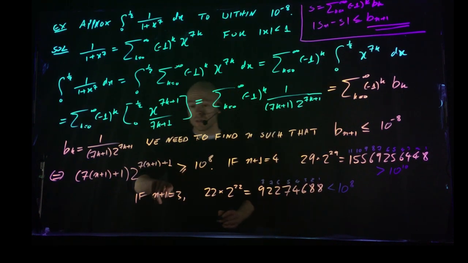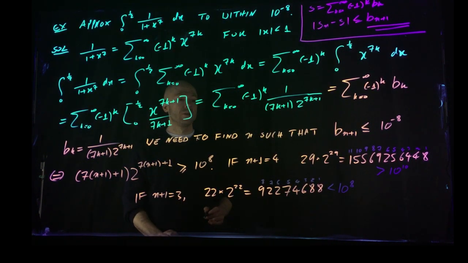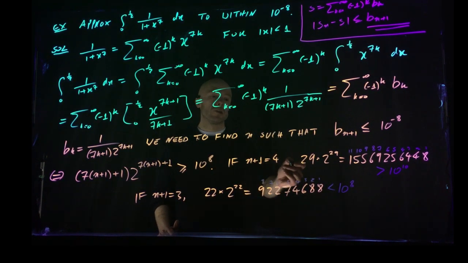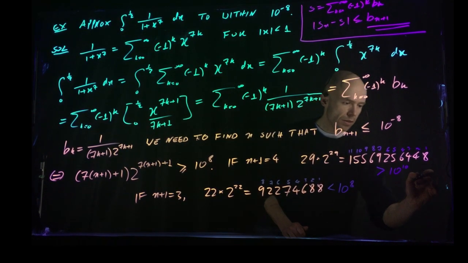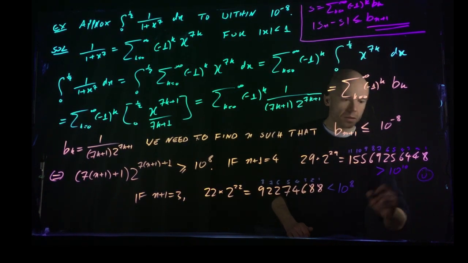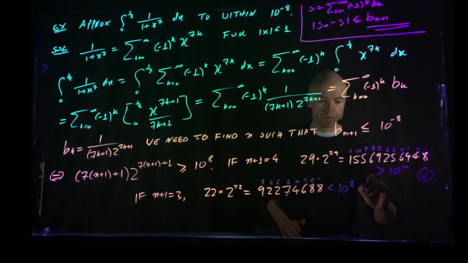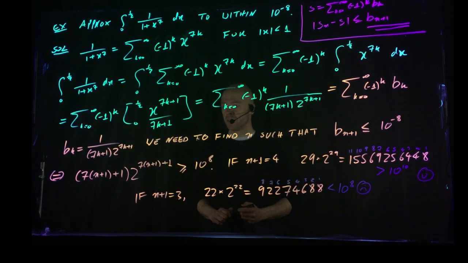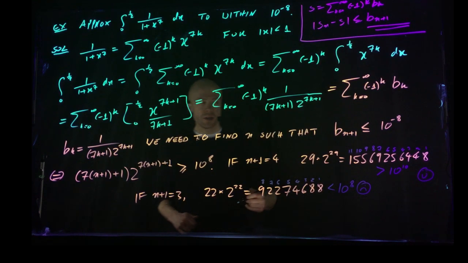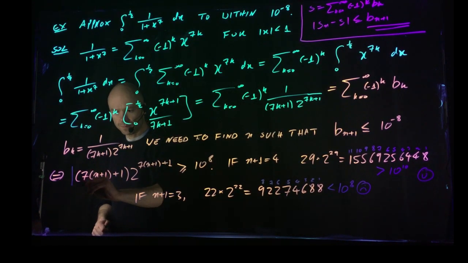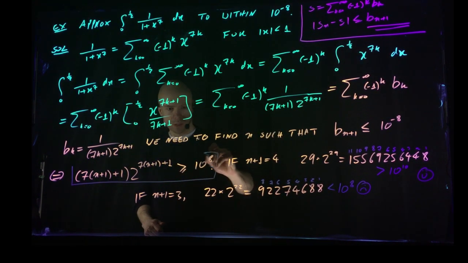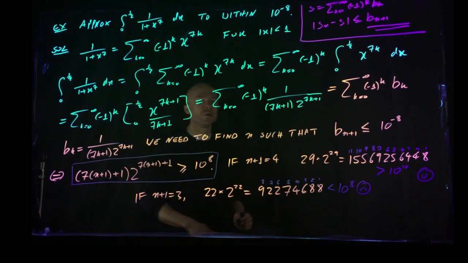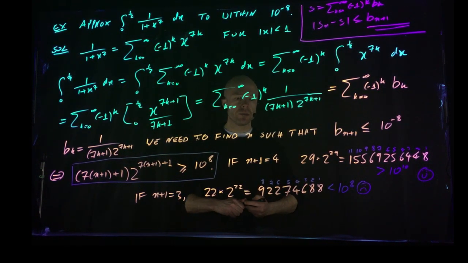So if n plus 1 equals 3, that's not enough. But if n plus 1 is 4, that is enough. So this is good, and this is not enough. Right? Because again, what do we need? We need this. Okay? That's only going to be true if n plus 1 is equal to 4. That's the minimum we need.